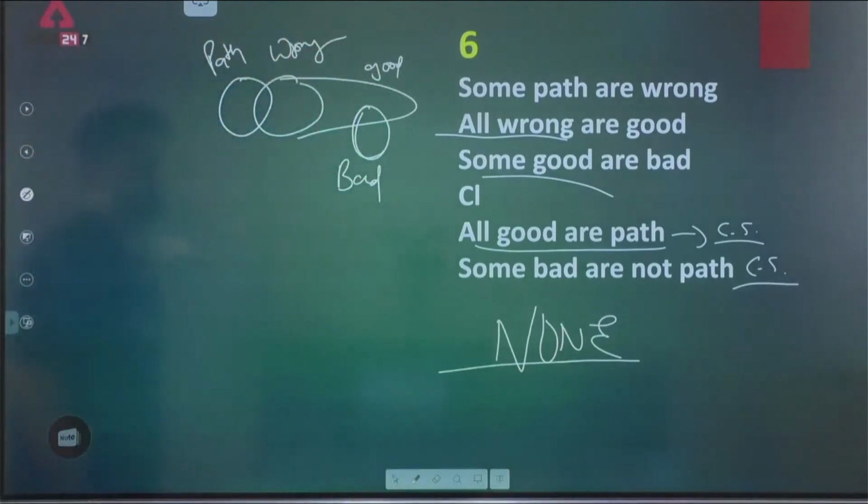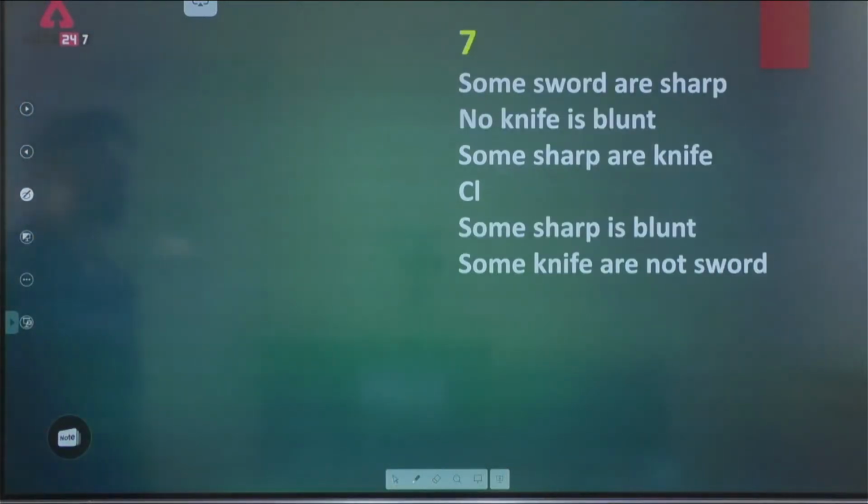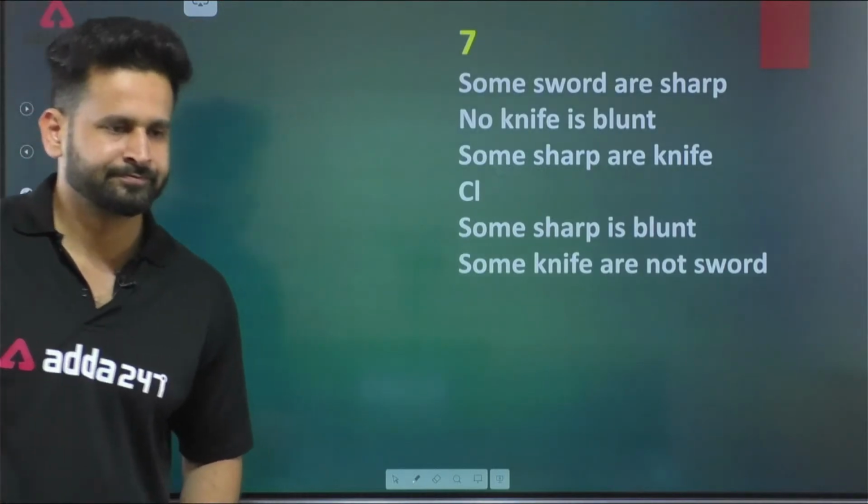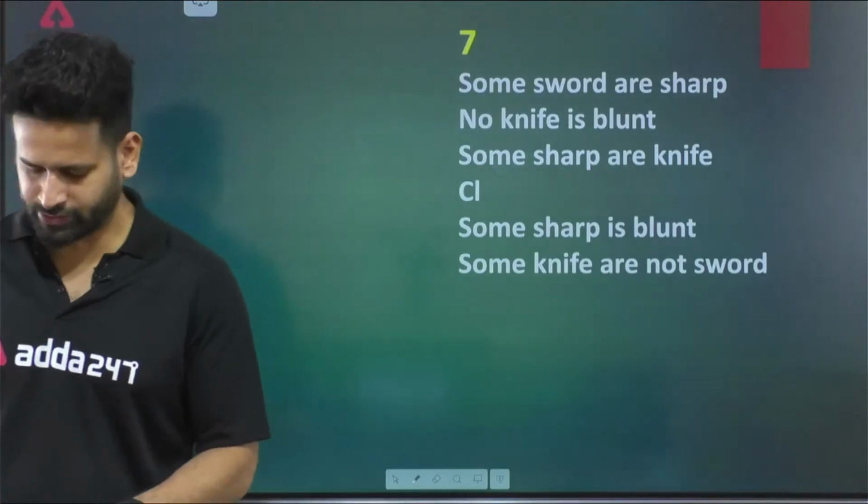None follows. Now see, such an easy question was there in the year 2020. Solve this.